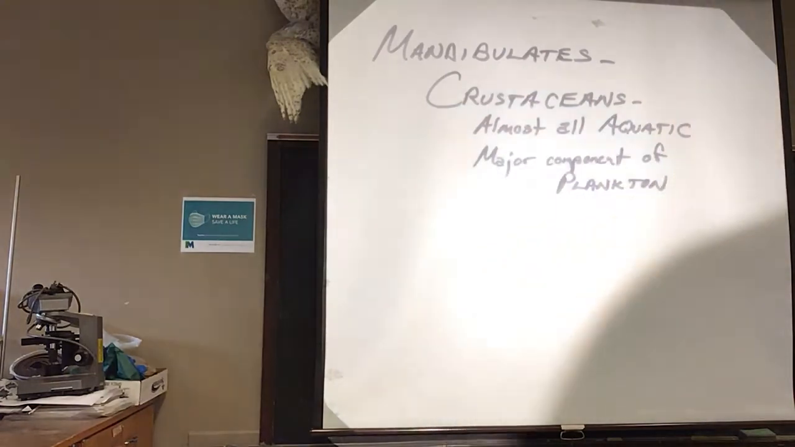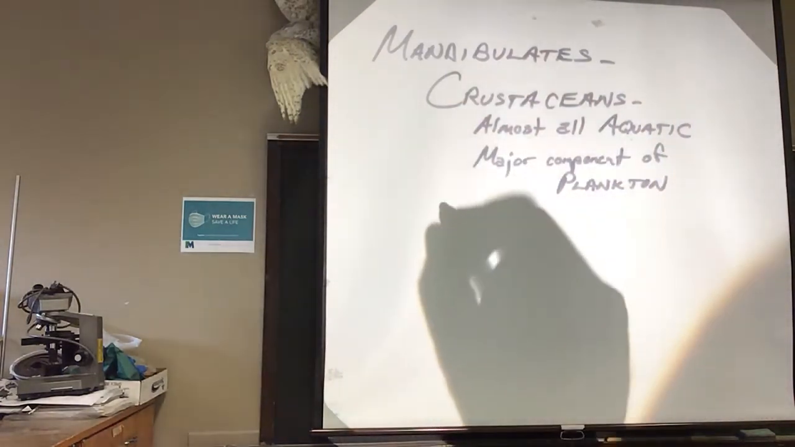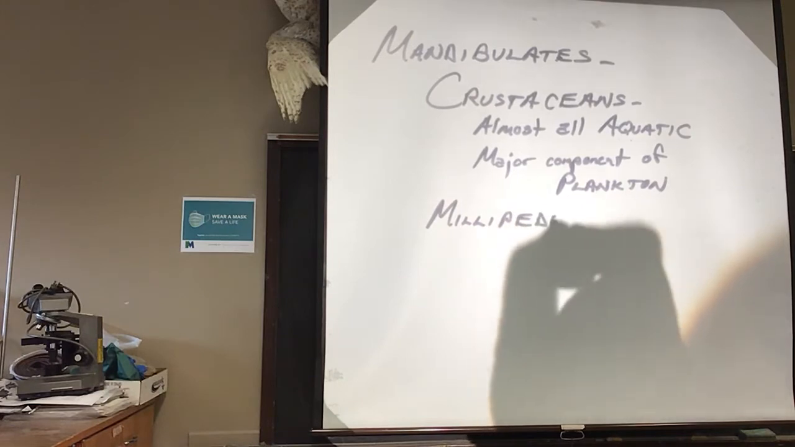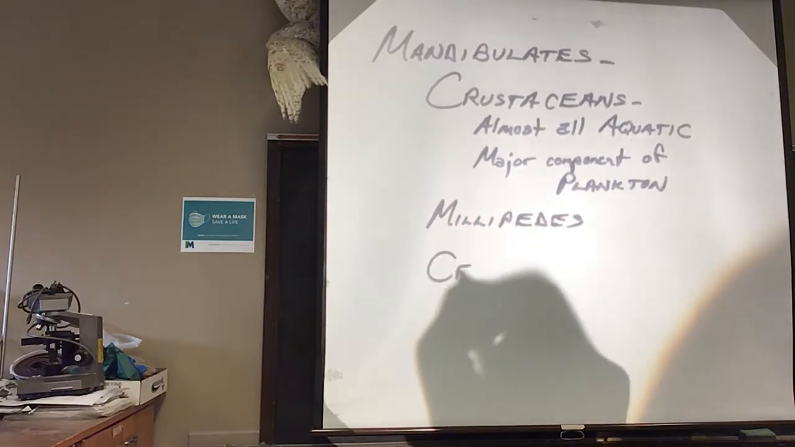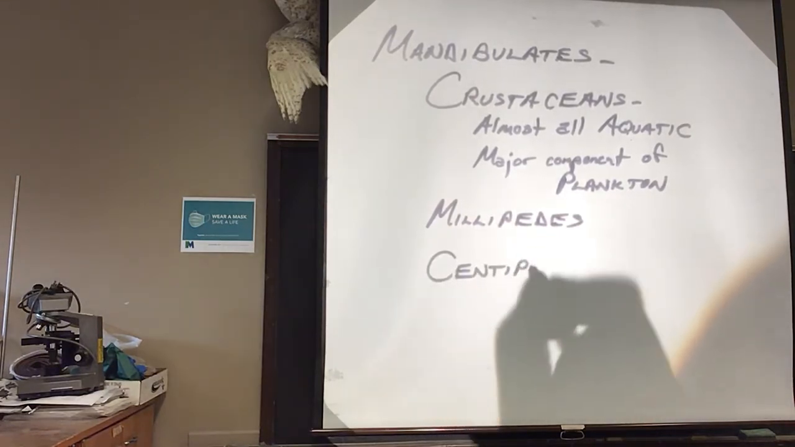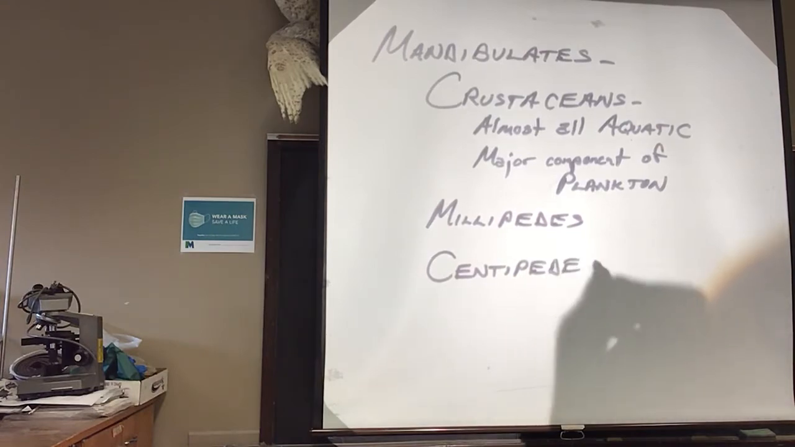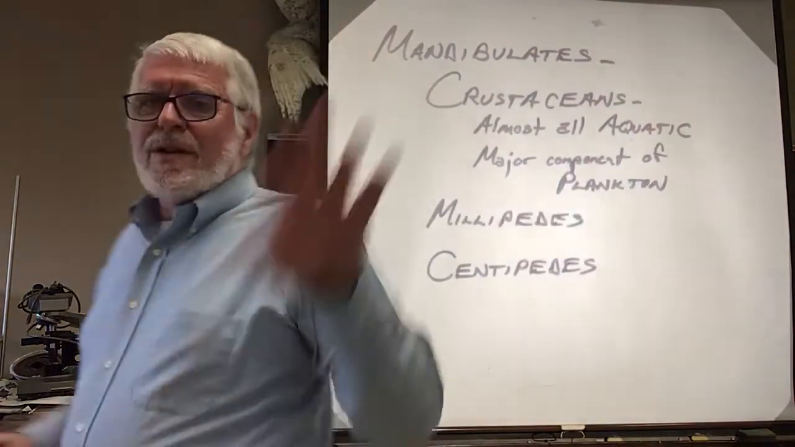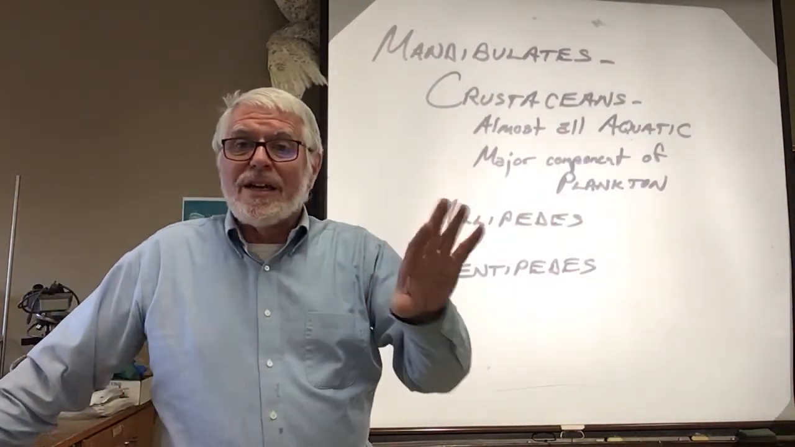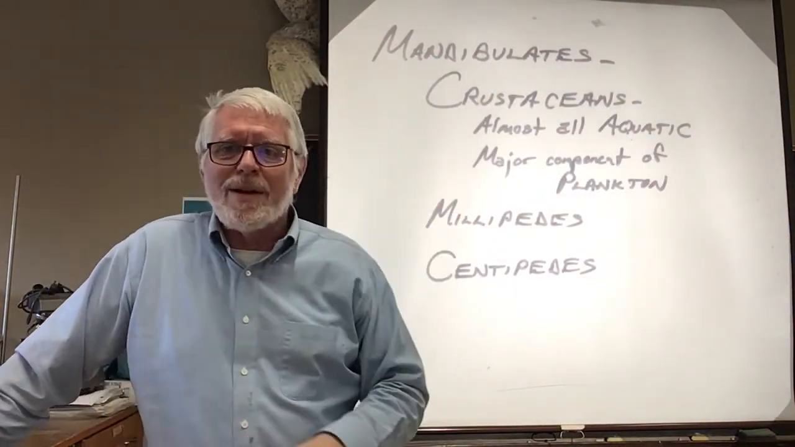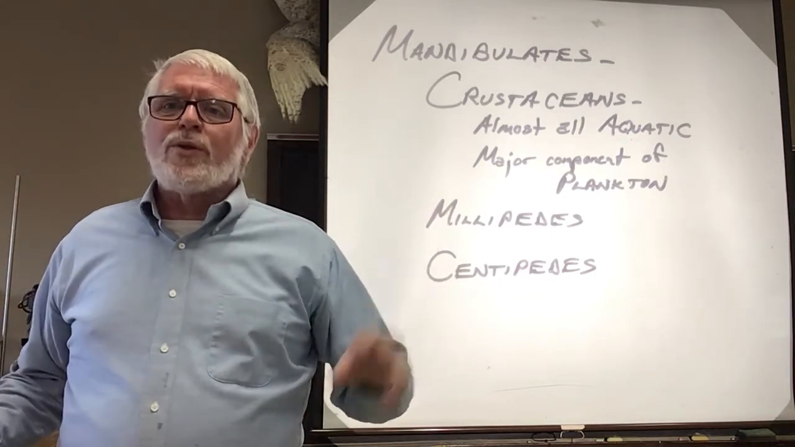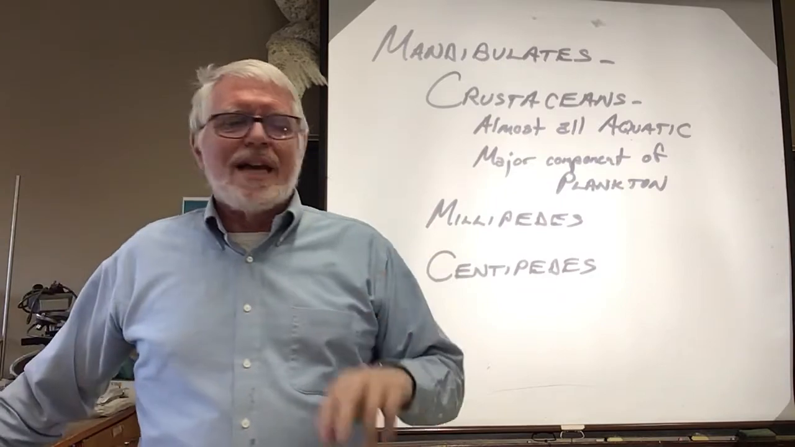On land is where the other groups are. The millipedes and the centipedes. Good idea to set yourself up a little table with the columns. I'm not going to do that here. I'm going to tell you what to put on it, but I'm not going to do it. These are both terrestrial groups, millipedes and centipedes.